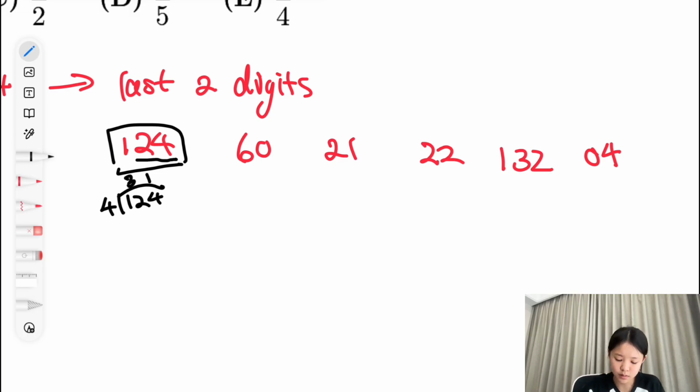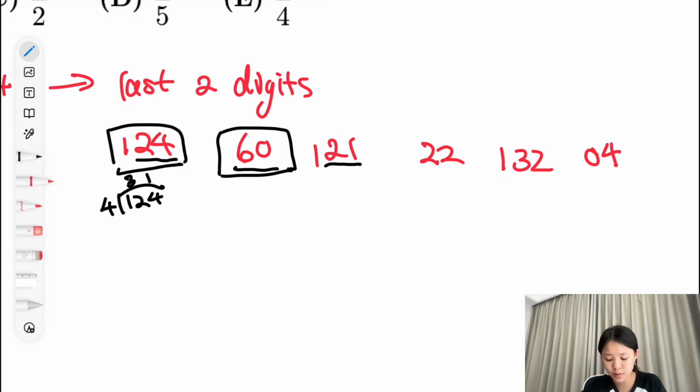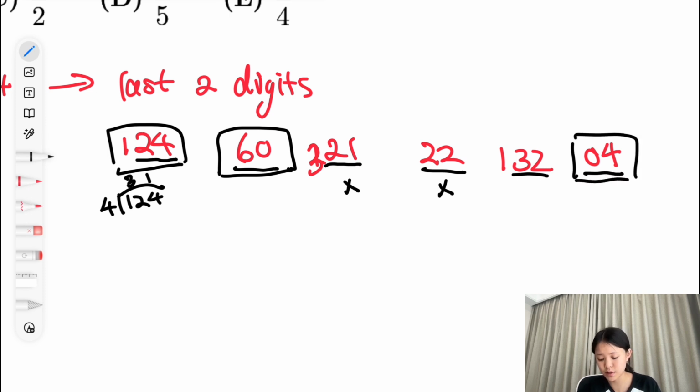And then 60 is also divisible by 4, and so the whole number is divisible by 4. 21 we know is not divisible by 4, and so the same thing would apply for 121 or 221 or so on, as all of these numbers have 21 as their last 2 digits, making them not divisible by 4. 22 is the same logic, it's not divisible by 4, and 132 is because 32 is divisible by 4. And for single digit numbers, we look at this as a whole, and that makes this divisible by 4 as well.